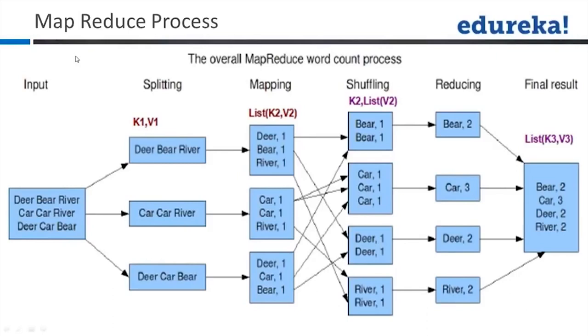You look at this example, can you see? Car is coming twice. So this is how it will be done. There's no calculation happening here.